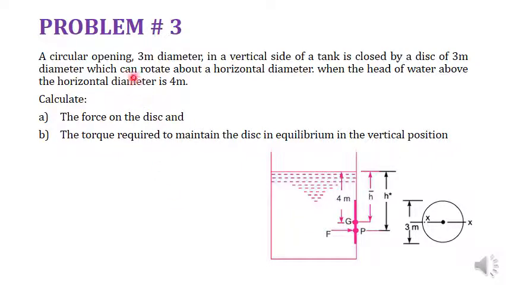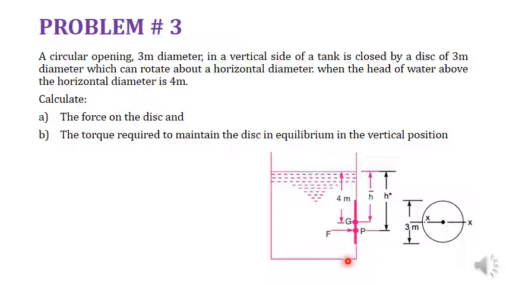Now, problem number 3. A circular opening 3 meter diameter in a vertical side of a tank is closed by a disc of 3 meter diameter which can rotate about a horizontal diameter. When the head of the water above the horizontal diameter is 4 meters, you have to calculate A, the force on the disc, and B, the torque required to maintain the disc in equilibrium in the vertical position. Now, this problem statement can be well understood by drawing a schematic diagram.